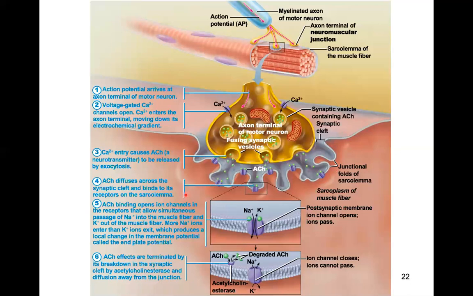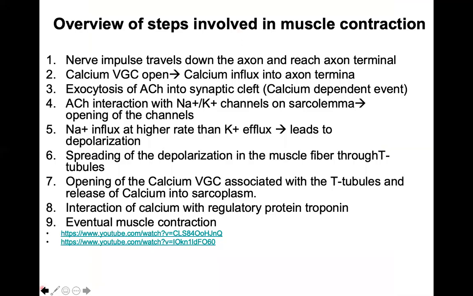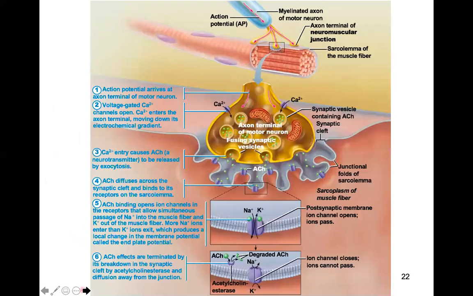So kind of going over what we learned. Nerve impulse travels down the axon and reaches your axon terminal, right? At the axon terminal, we have your calcium voltage gated channels. Calcium comes into the axon terminal and causes the exocytosis of ACH into the synaptic cleft. Basically what we depicted right here, right? So ACH gets released into the synaptic cleft.